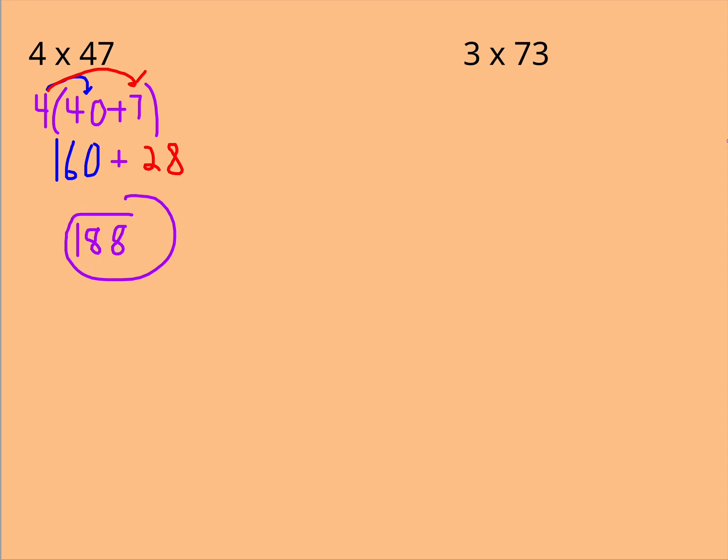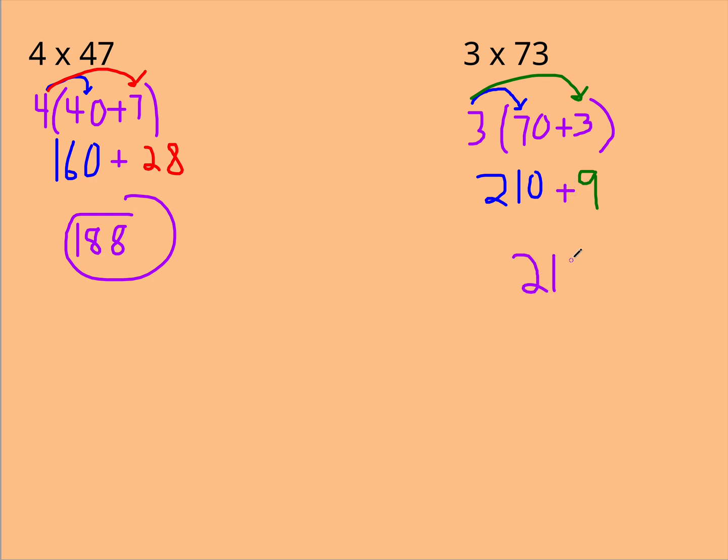All right, let's try out one more. So I get 3 times 73. And remember, at any point, go ahead and pause this, and then check how you do. 3 times (70 plus 3). And then our distributing is when we multiply like this. 3 times 7 is 21. So then I put in another 0 for 3 times 70. Then I've got 3 times 3 is 9. And again, this is adding. So 210 plus 9 is 219.